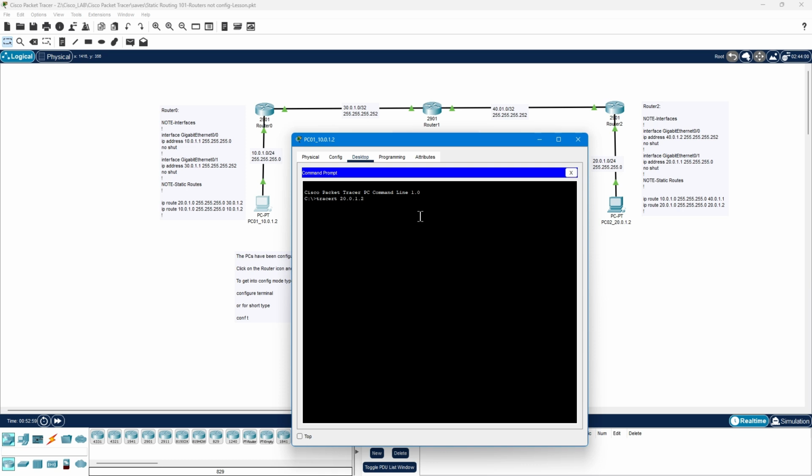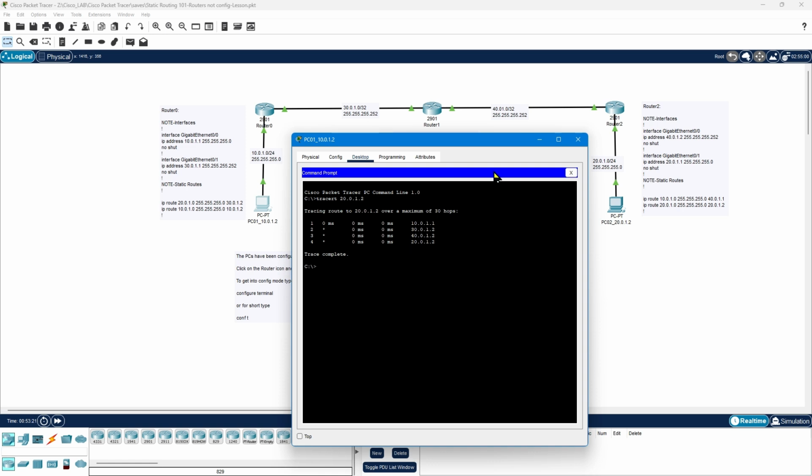Okay, so now I'm going to hit trace route, and it's going to the gateway, which is 10.0.1.1. Now it finds the next hop from there, which is 30.0.1.2, and then it found the last hop, which is 40.1.2, and now it gets a response, and it says trace route complete.